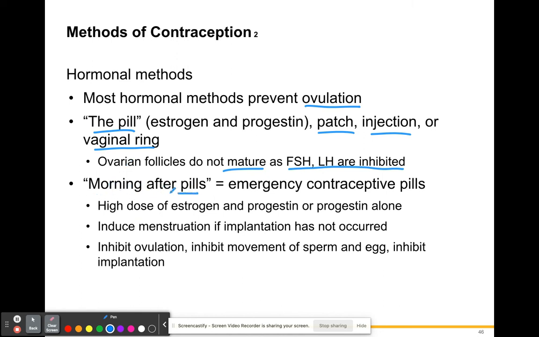You have things called the morning after pills, which are emergency contraceptive pills, which are high doses of estrogen and progestin. They induce menstruation if implantation has not occurred, so that it'll force menstruation on you. It inhibits ovulation, inhibits movement of sperm and egg, and inhibits implantation. So even if an egg is fertilized, it will not allow it to implant itself on the uterine wall.